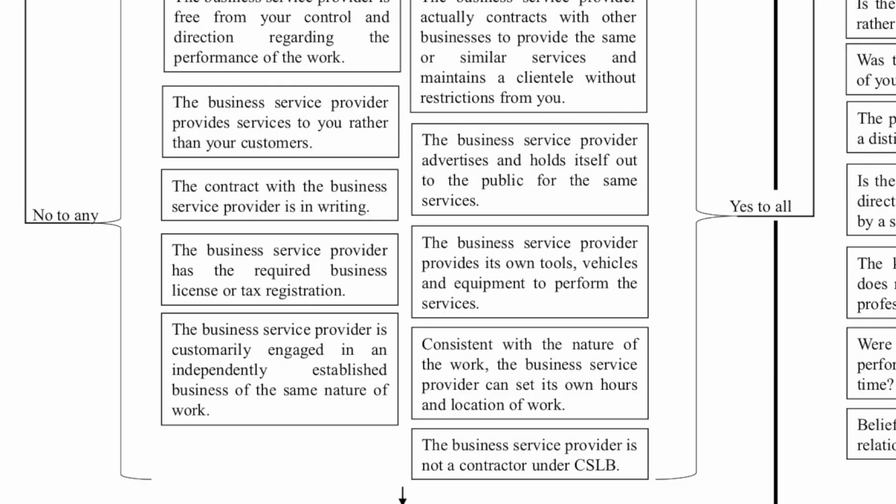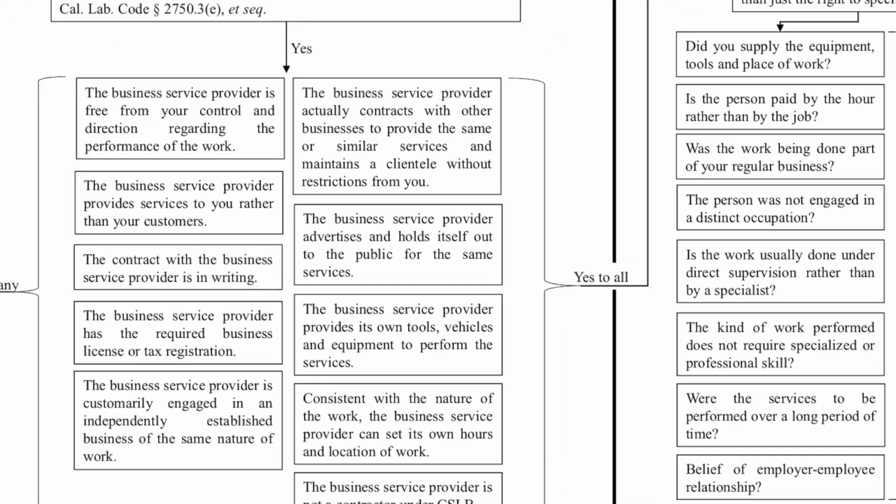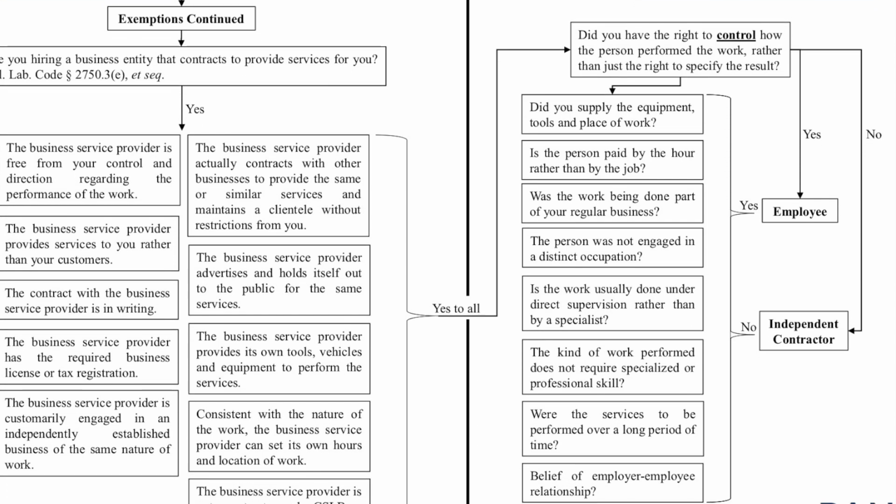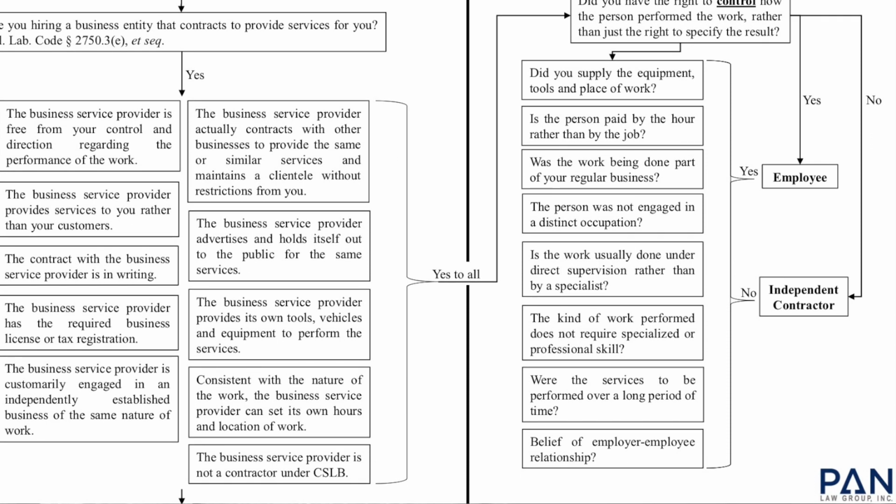The business service provider is not performing the type of work of which a license from the contractor's state licensing board is required. That is true. If it's a yes to all of those questions, you then move on to the Borello factors. And it's important to understand that the Borello factors are not absolute. It's a weighted decision based on how many of the criteria are true. And I'm going to end the breakdown there, but you can refer to them in the flowchart or please find them from other sources.